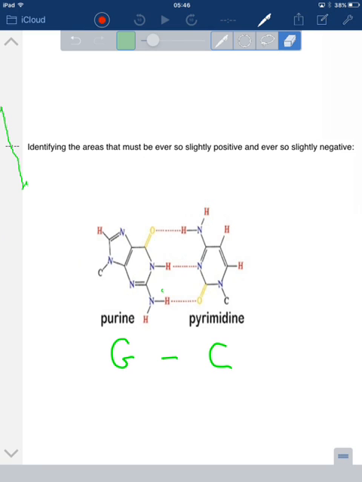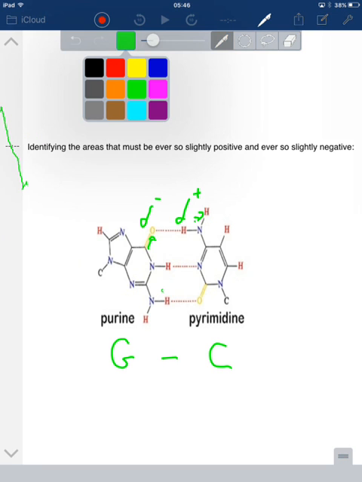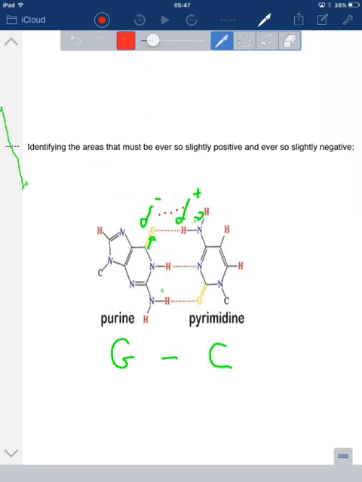Well, it's very similar to water. Here we have oxygen, which is going to be ever so slightly negative because it is pulling electrons towards itself from the carbon. And hydrogen is going to be ever so slightly positive because nitrogen is pulling electrons from it. And therefore we have plus and minus. And because the purines and the pyrimidines fit each other like a jigsaw, they're able to get very close to each other, and that allows the hydrogen bond to form. And here it is.